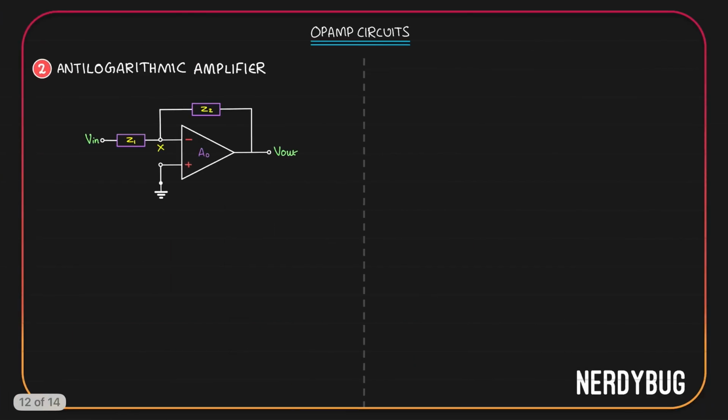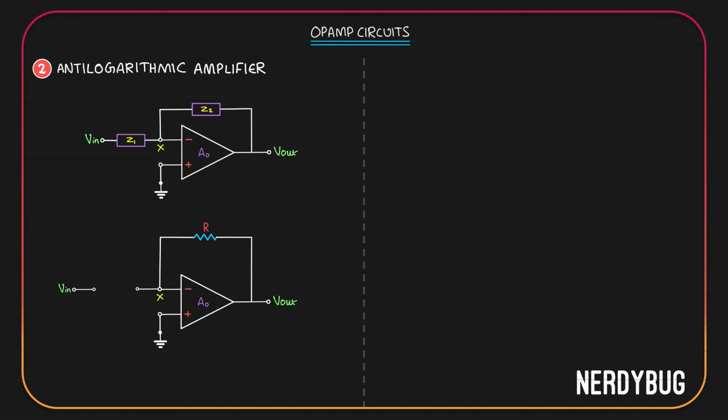Let us now move on to anti-logarithmic amplifier. Again we have a generic inverting amplifier. This time we'll replace Z2 with a resistor and Z1 with a transistor. Like this. Wait, I haven't added the transistor.